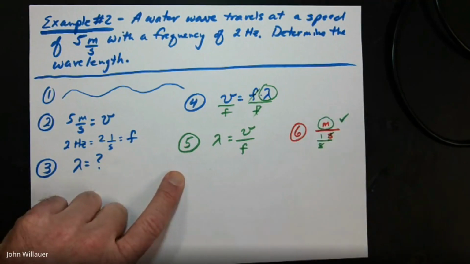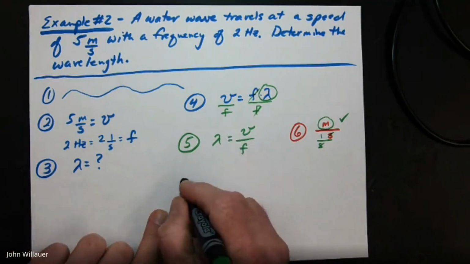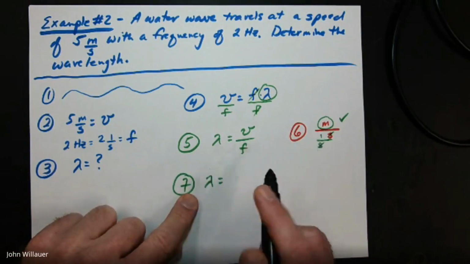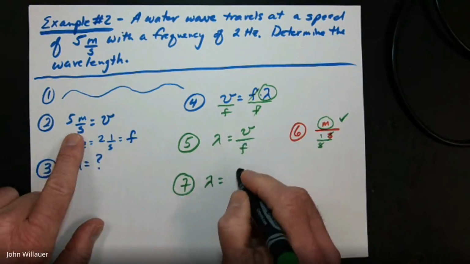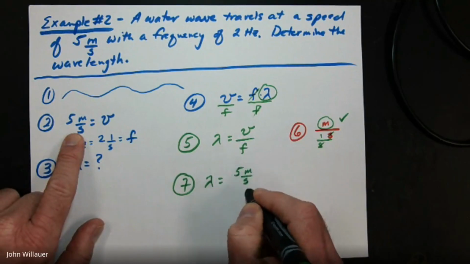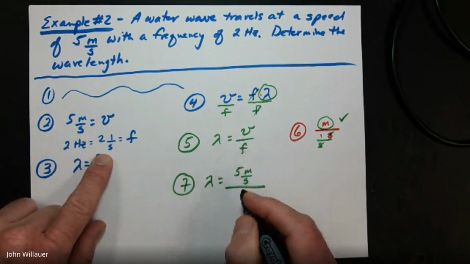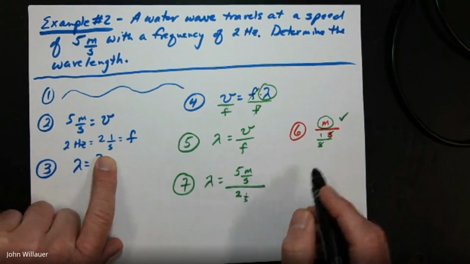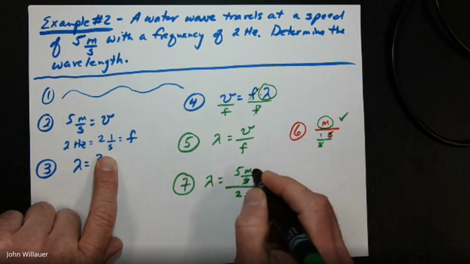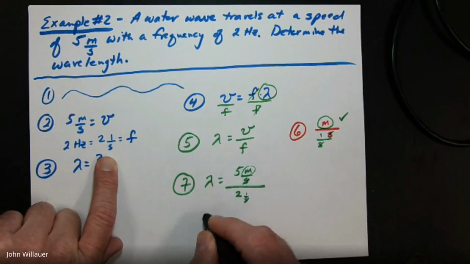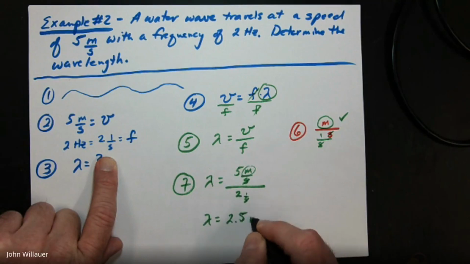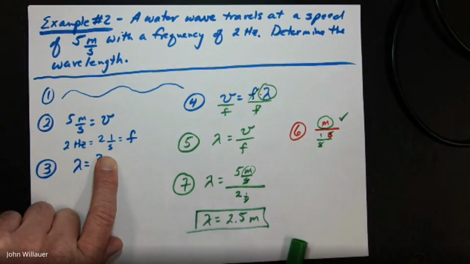Now I can do my final step, which is just plugging in my numbers. Step 7: the wavelength equals, what do I have for my speed? 5 meters per second over the frequency, 2 over seconds. I know that's kind of weird, but we already know the seconds are going to cancel. I'm left with meters, so I can get my answer here. 5 divided by 2 is 2.5 meters, and I get my answer.